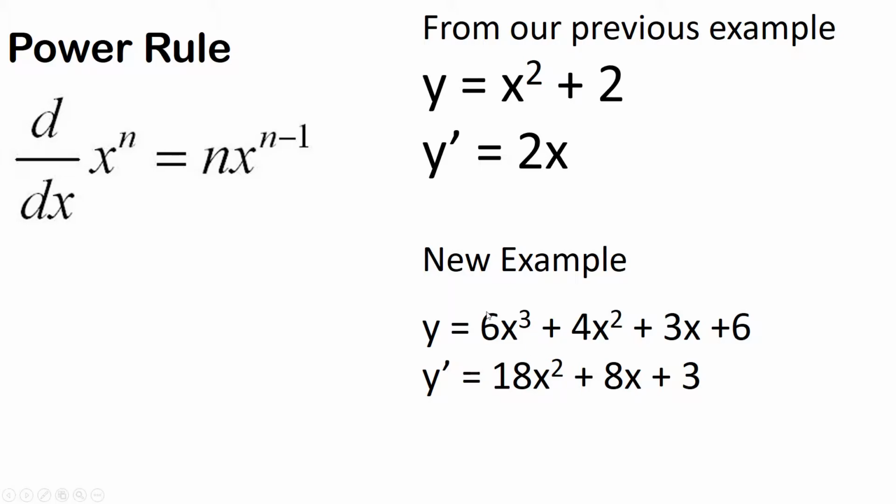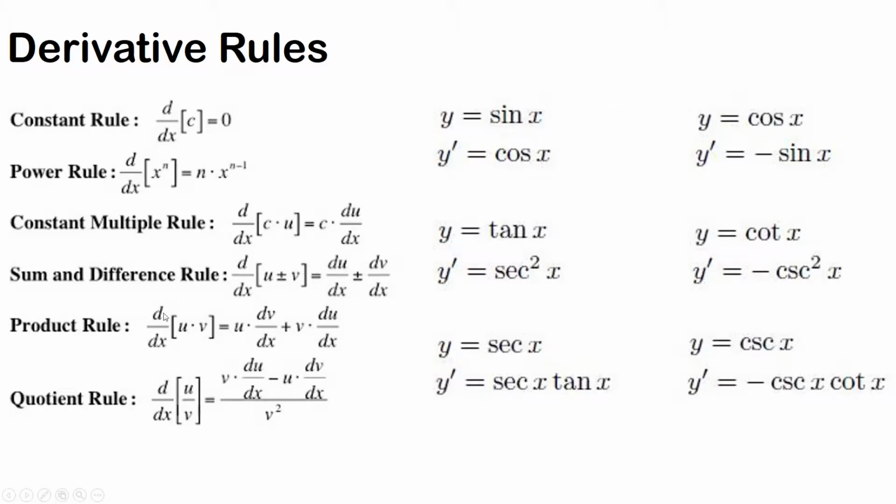6x cubed, that's your constant 6 multiplied by the power 3 becomes 18. Sum and difference rule: the derivative of u with respect to x plus or minus the derivative of v with respect to x. It's going to be the derivatives of the functions, plus or minus. Product rule: function u times function v is going to be u times the derivative of v plus v times the derivative of u. All of these are going to be covered.